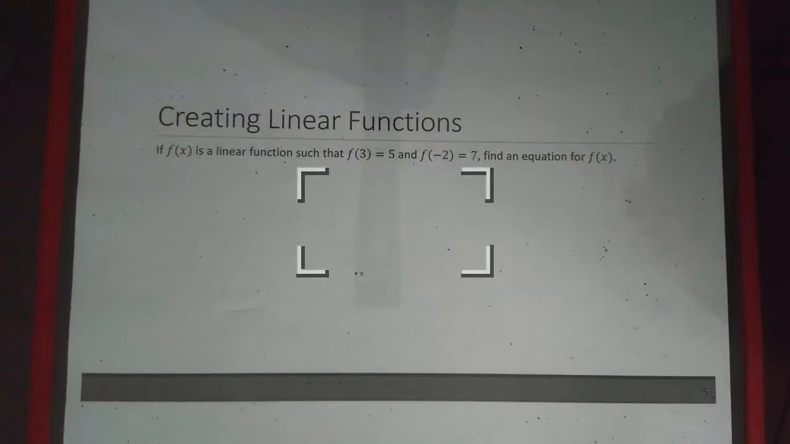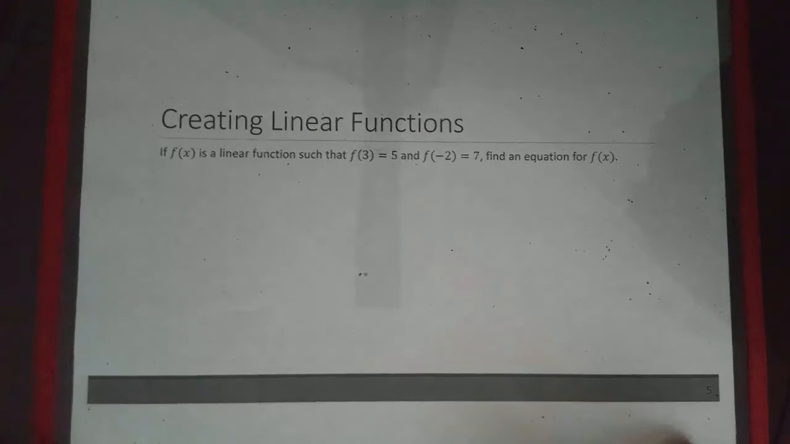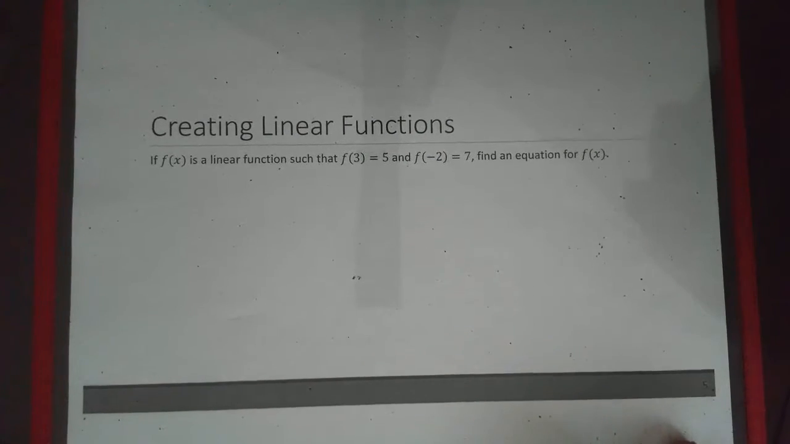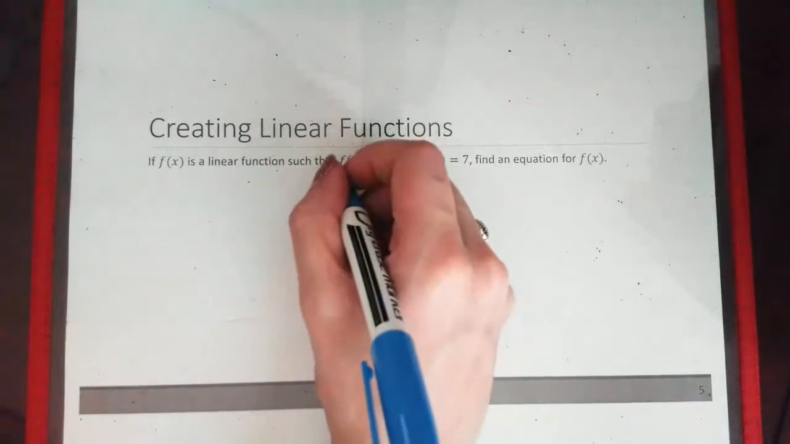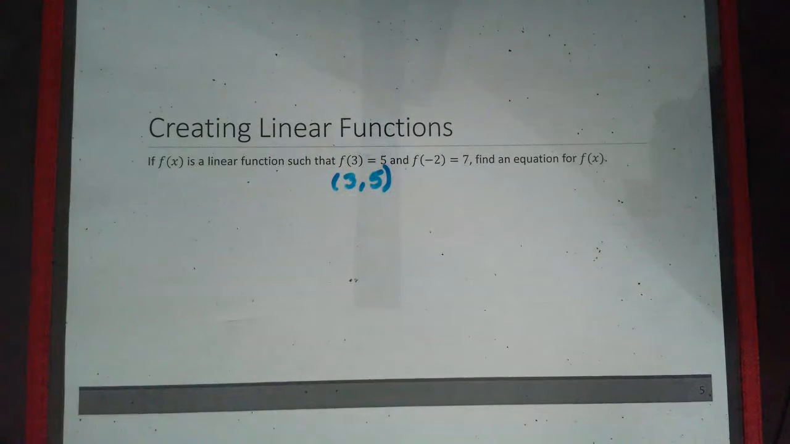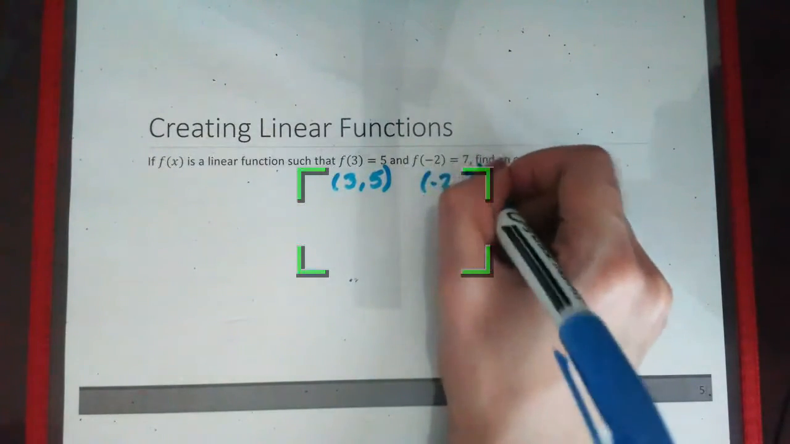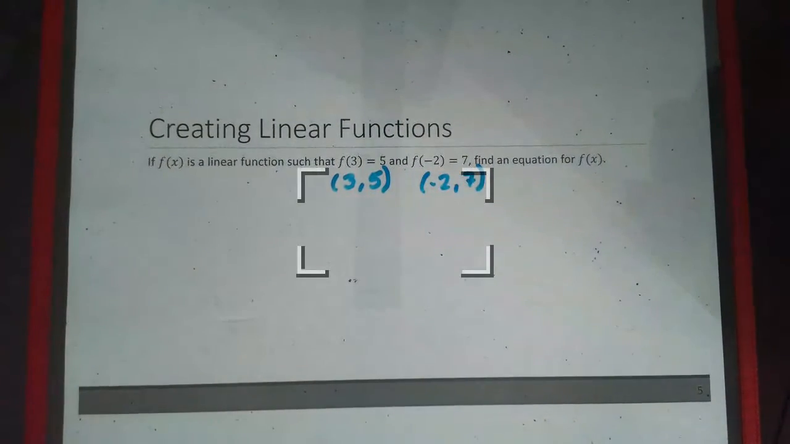We're going to continue working with our linear functions. It says if f of x is a linear function such that f of 3 equals 5 and f of negative 2 equals 7, find an equation for f of x. So we know this is a linear function, and we were given 2 points on this line. F of 3 equals 5 means that when x equals 3, y equals 5. So that's 1 point on our graph. We were also told that f of negative 2 equals 7. So we get negative 2 comma 7 as our second point.